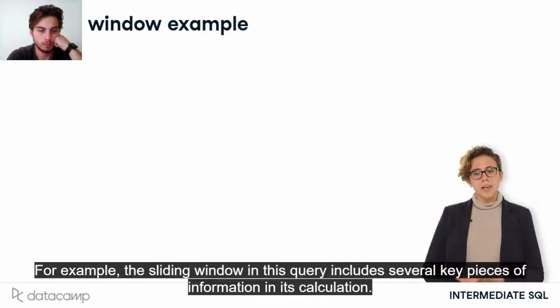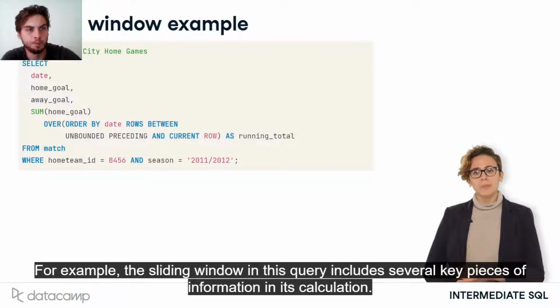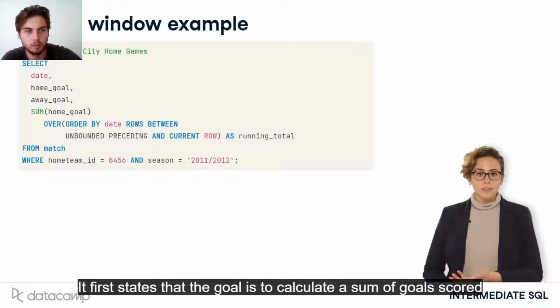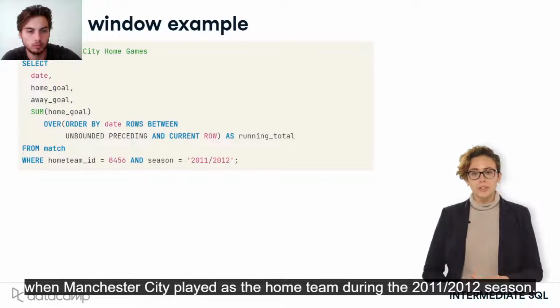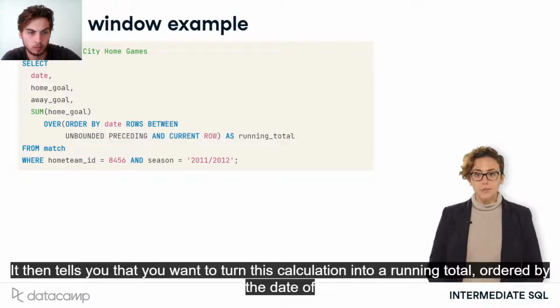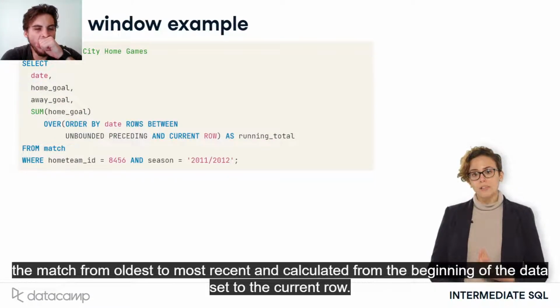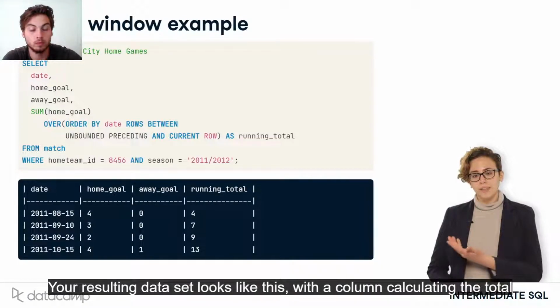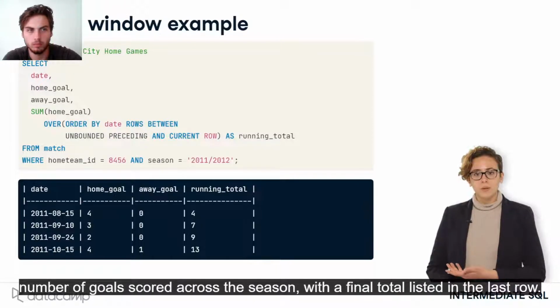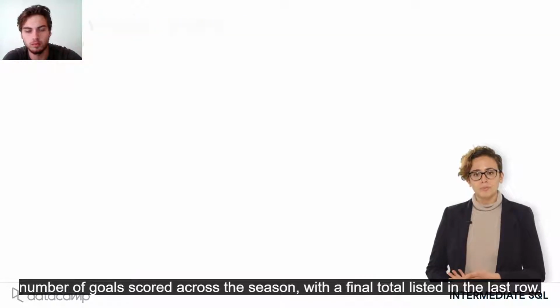For example, the sliding window in this query includes several key pieces of information in its calculation. It first states that the goal is to calculate the sum of goals scored when Manchester City played as the home team during the 2011-2012 season. It then tells you that you want to turn the calculation into a running total ordered by the date of the match from oldest to most recent and calculated from the beginning of the data set to the current row. Your resulting data set looks like this, with a column calculating the total number of goals scored across the season, with a final total listed in the last row.